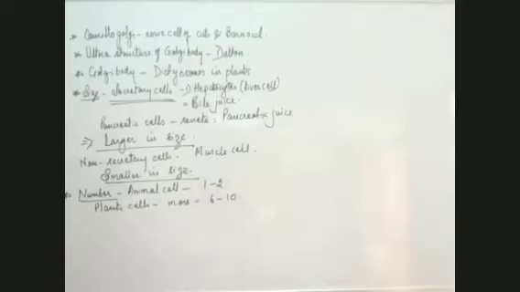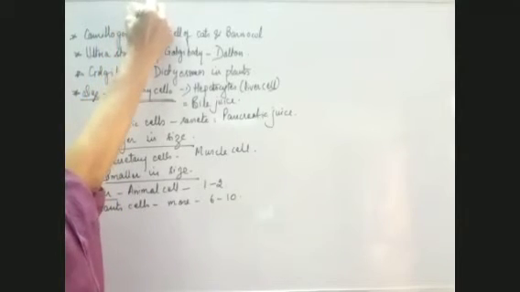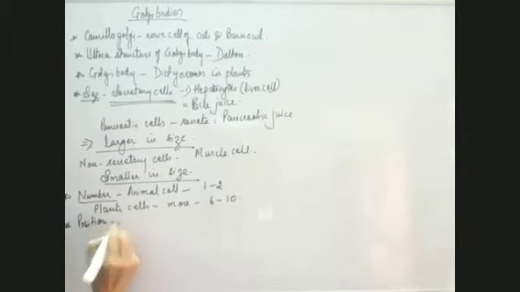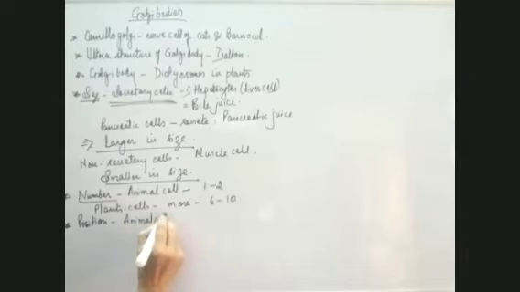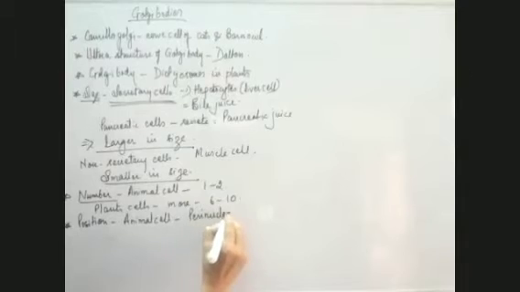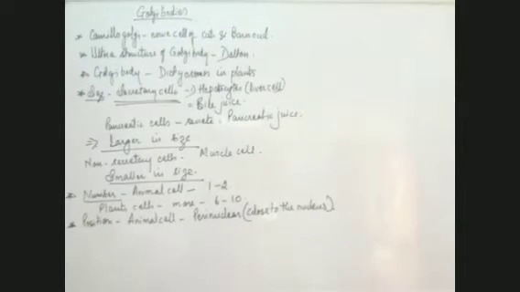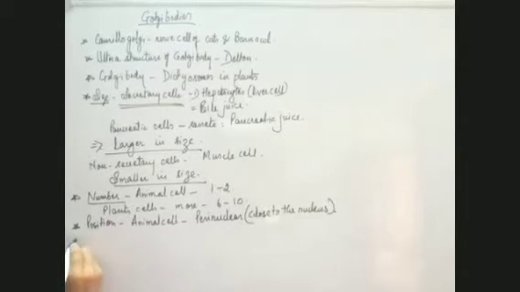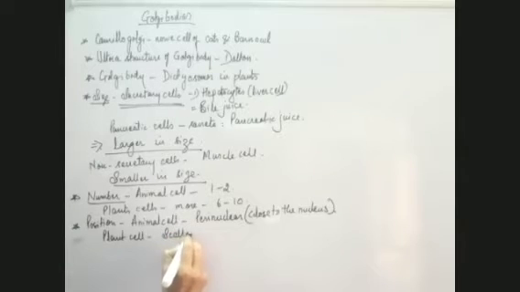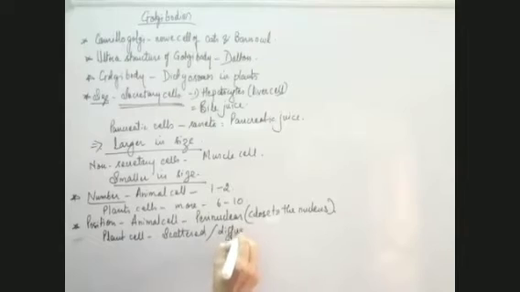Then I told you about the position of the Golgi body in animal cells and plant cells. In animal cells, the position is perinuclear, meaning near or close to the nucleus. In plant cells, the position is different: the Golgi complex is scattered, or we can also say diffused.